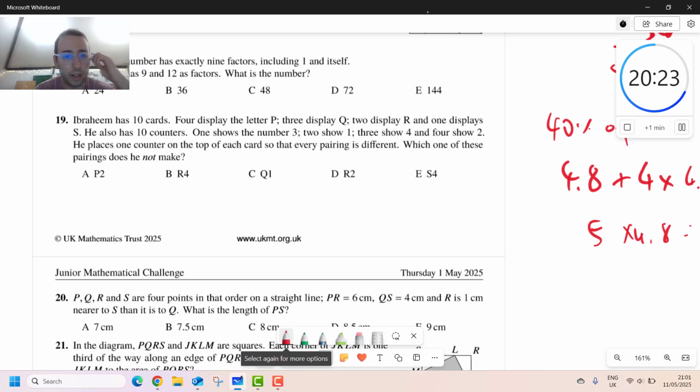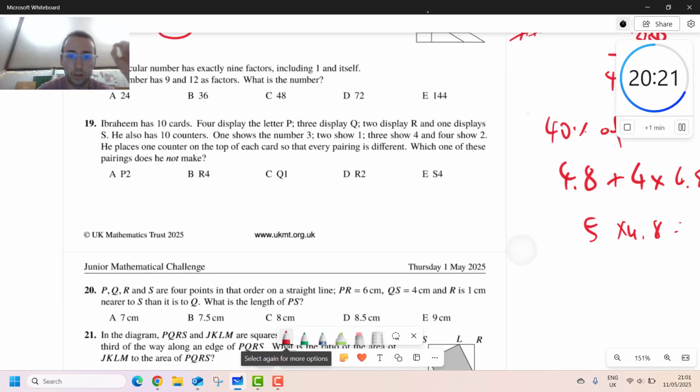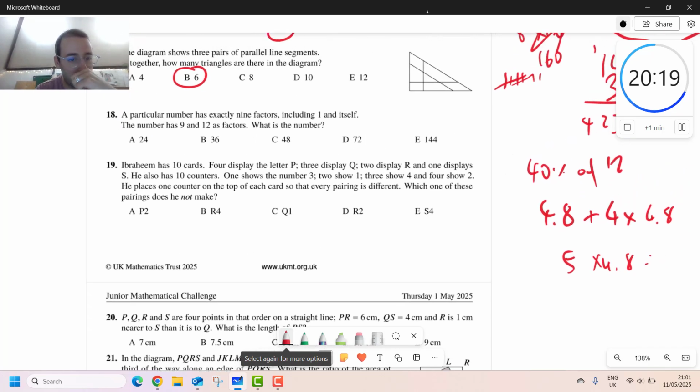The number has exactly 9 factors, including 1 and itself. Okay, so it's got 3 squared times 2 squared, 3 times 3. Oh wait, this has exactly 9 factors. 3 squared times 2 squared. That's 36.